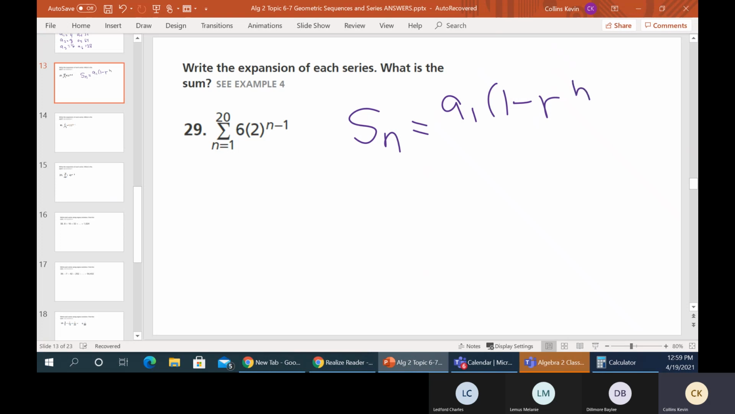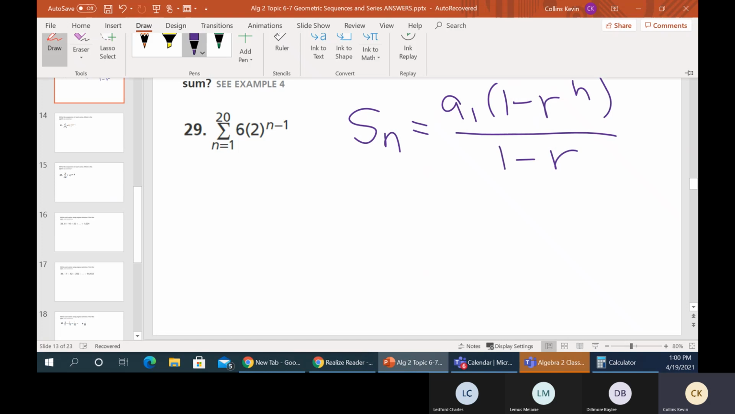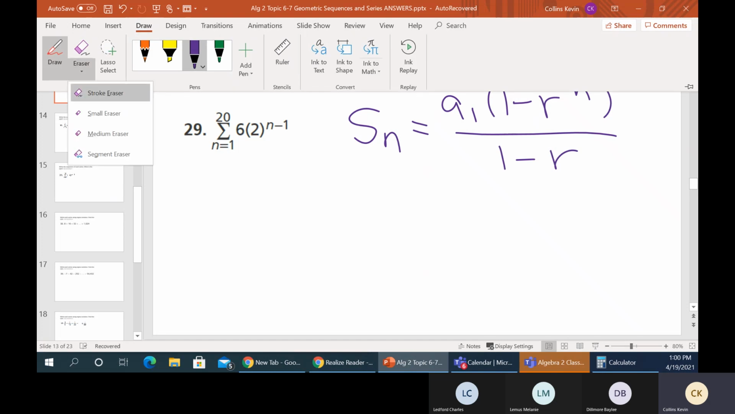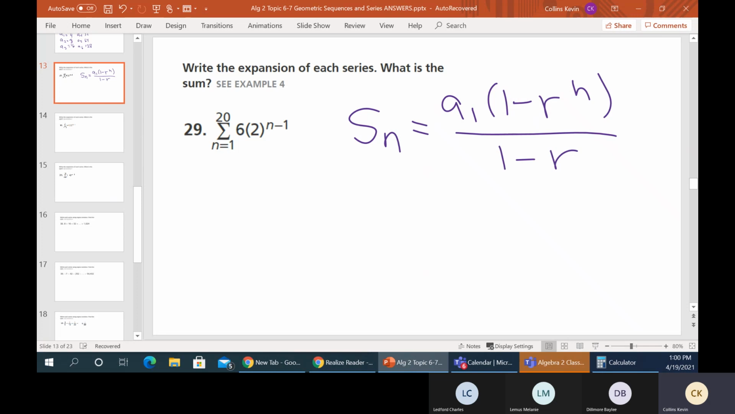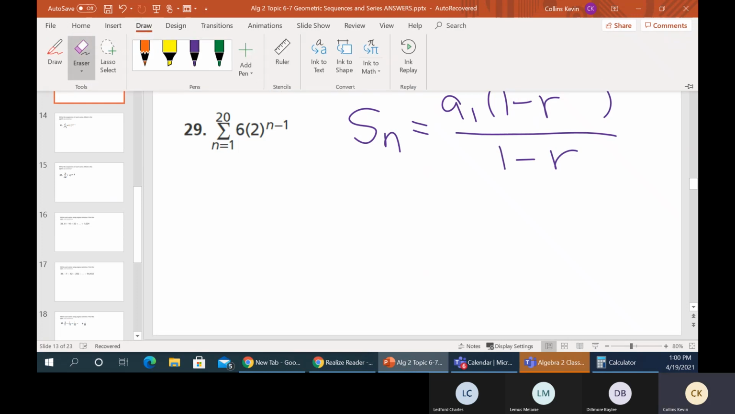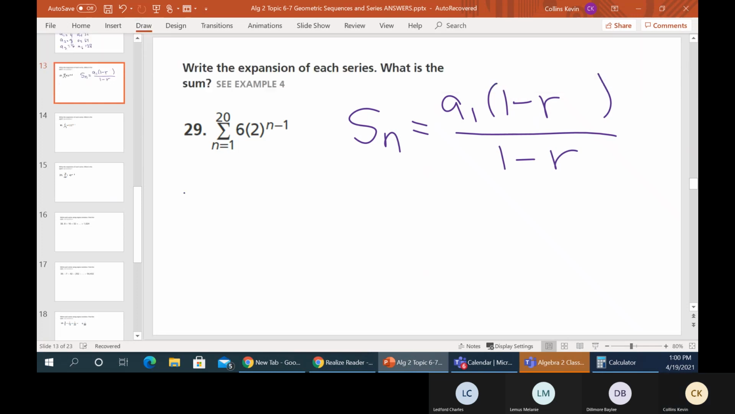Oh man, this is a calculator thing for sure, right? Okay, so all that is going to go over 1 minus the common ratio. And that looks like an H. Let me fix that up. It's making me crazy. So that's our formula.